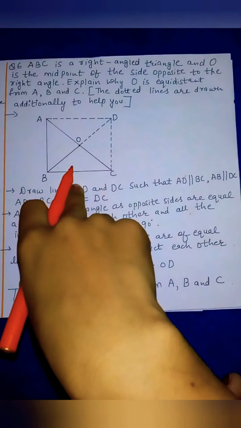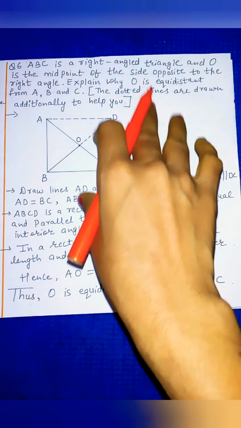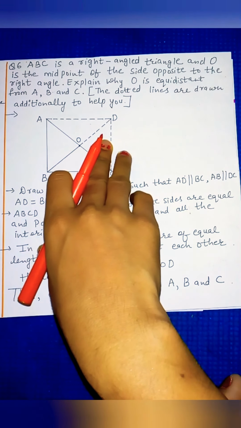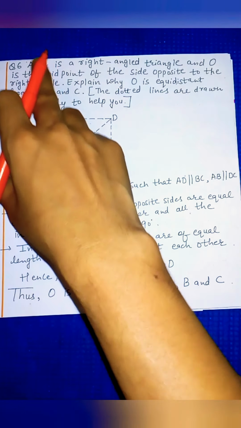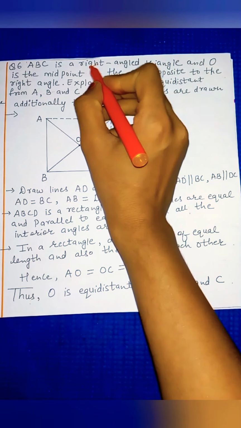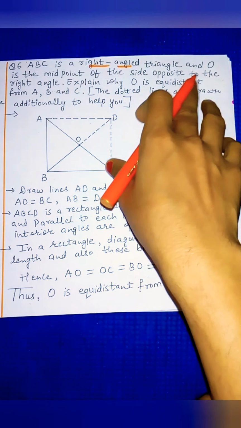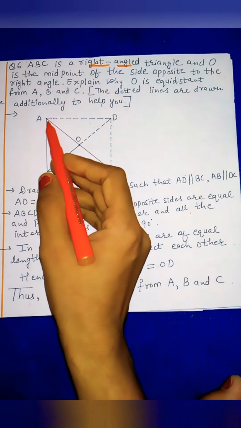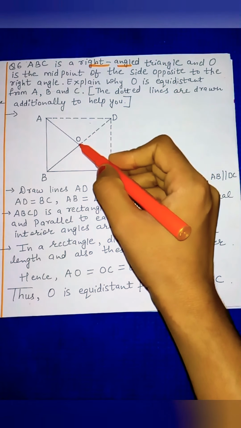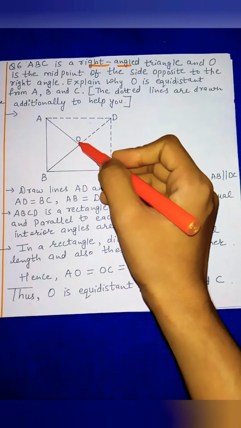Hello students, now we will see question number 6 of exercise 3.4 of chapter 3, which is the last question of this chapter. So let's start. Let us see the question first. So ABC is a right angled triangle. Now this triangle is right angled, and O is the midpoint of the side opposite to the right angle.